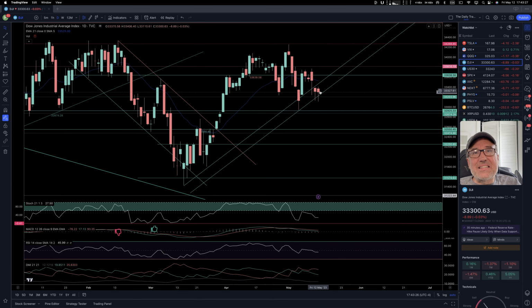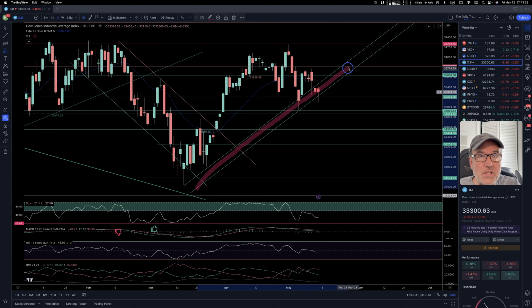Dow Jones, this is a sideways day. We are still on trend. We are still bullish. But as soon as we break this support right here, we won't be bullish. It has not happened yet, but stochastic is at 27, so that could be happening.